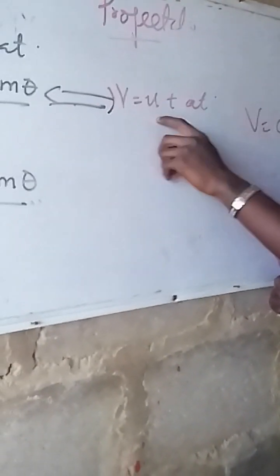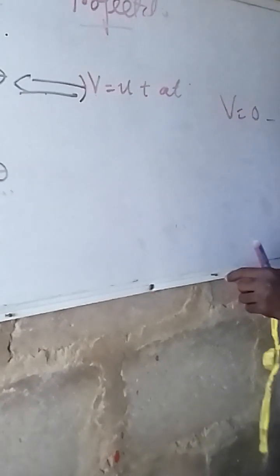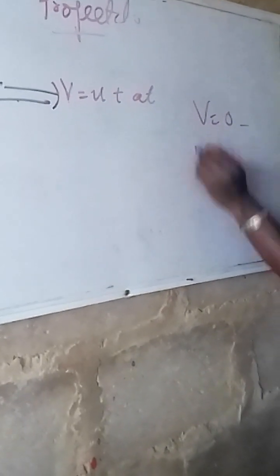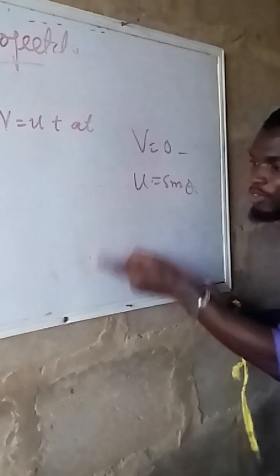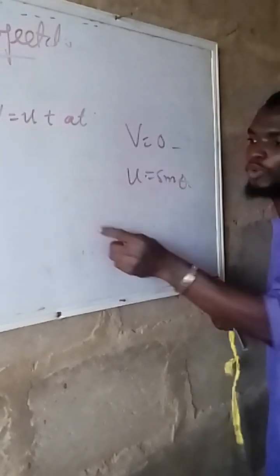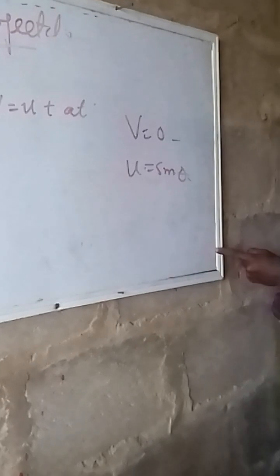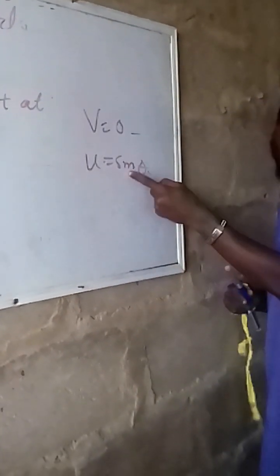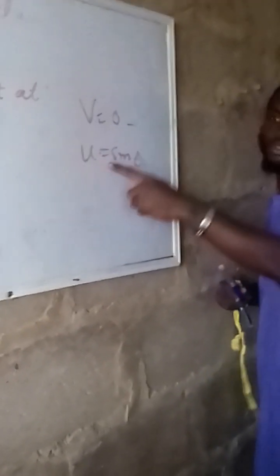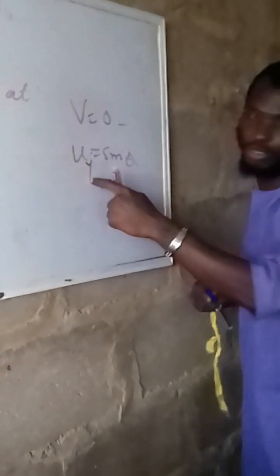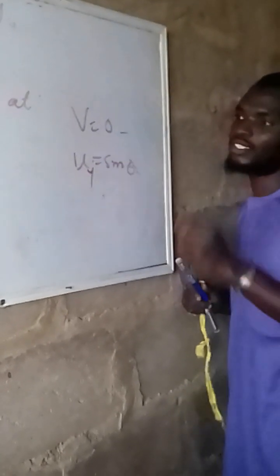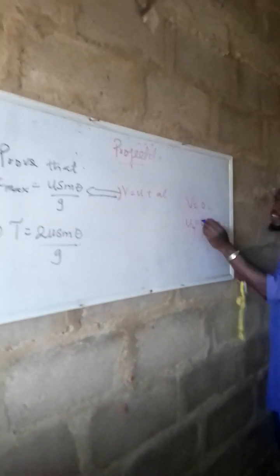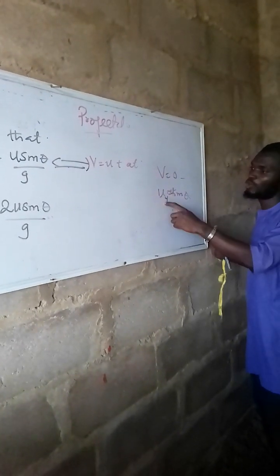Now this U, you make it U sine theta. Why do I make it U sine theta? It is as a result of the object moving like this. When it's moving vertically upward, it is sine. When it's moving horizontally at ground level, it is U cos theta. But it's moving vertically upward, so it is U sine theta. That is UY. You know Y, as we said earlier, is the Y axis. So whenever I'm saying UY, I put U sine theta. Always know U sine theta for UY.